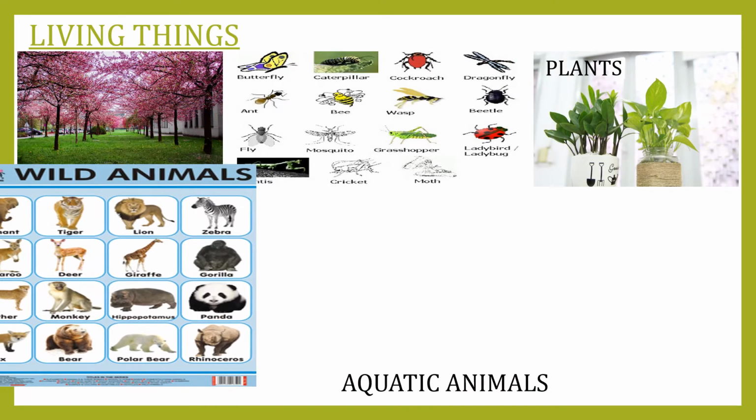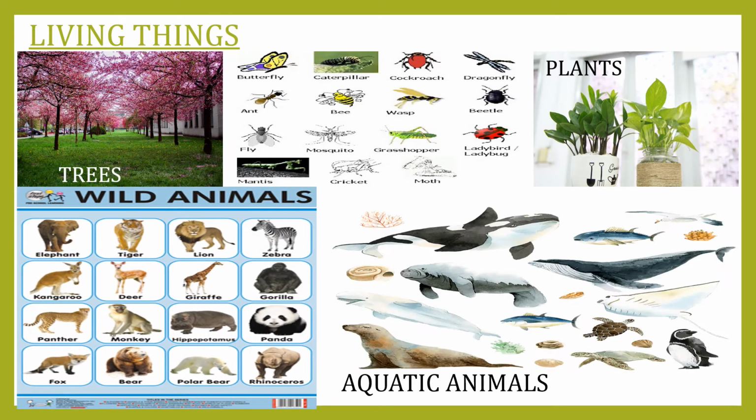Living things. In our environment, we have both living and non-living things. In this chapter, we will be studying about living things. Plants and animals are living beings. Can you see the picture, children? Plants, and there are many animals here. Animal pictures are here. Pictures of trees are there, insect pictures are there, and plant pictures, some wild animal pictures, and aquatic animal pictures.